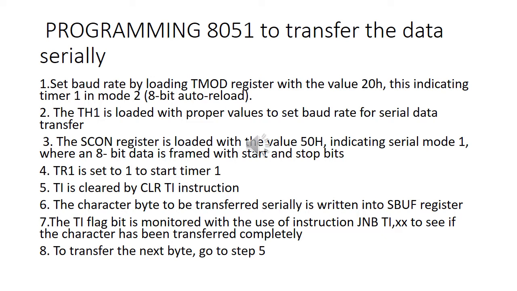Next, you should go on monitoring this transmit interrupt flag by using a JNB TI, instruction. JNB stands for jump if the direct bit is not set. Until the value in TI becomes 1, you are going to remain in this loop. When it becomes equal to 1, it means the character you want to transmit has been transmitted completely, and then this transmit interrupt flag will be raised to 1. If that is the case, then to transfer the next character byte, you should go to the 5th step. So these are the steps you are going to follow.